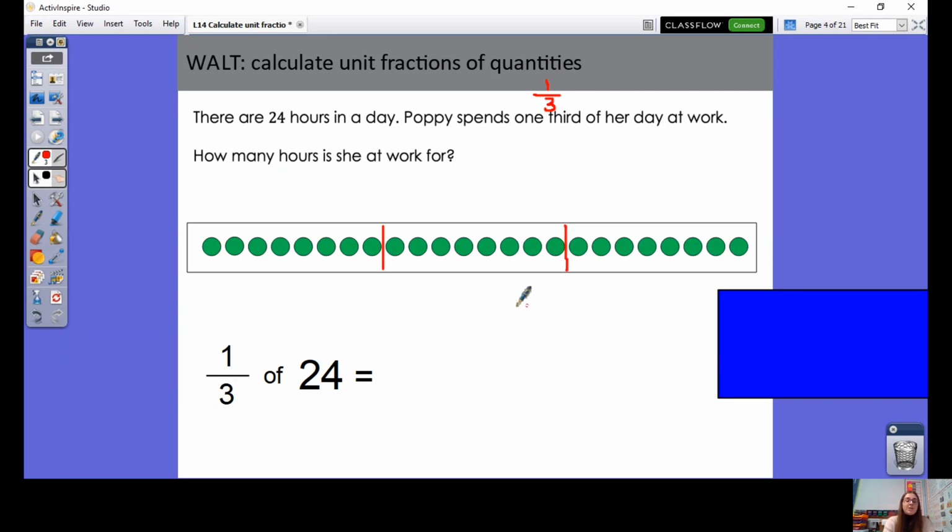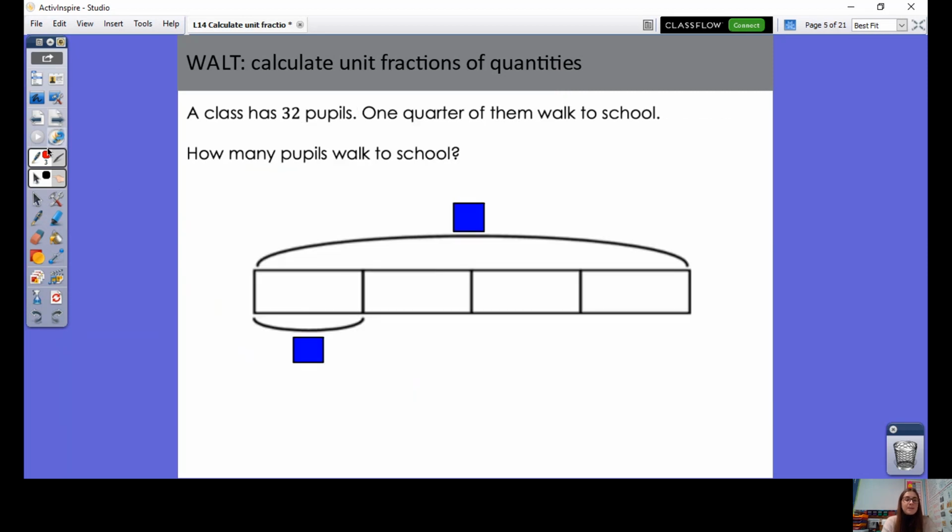Now, today we're only looking at unit fractions. A unit fraction is always going to have a 1 on the top. So today I just need to take 1/3, and that is 8. So 1/3 of 24 is 8. Okay, moving on to our next example.